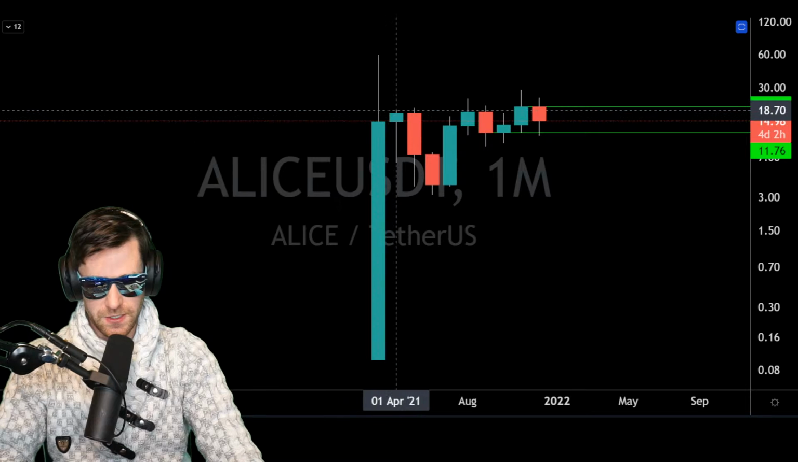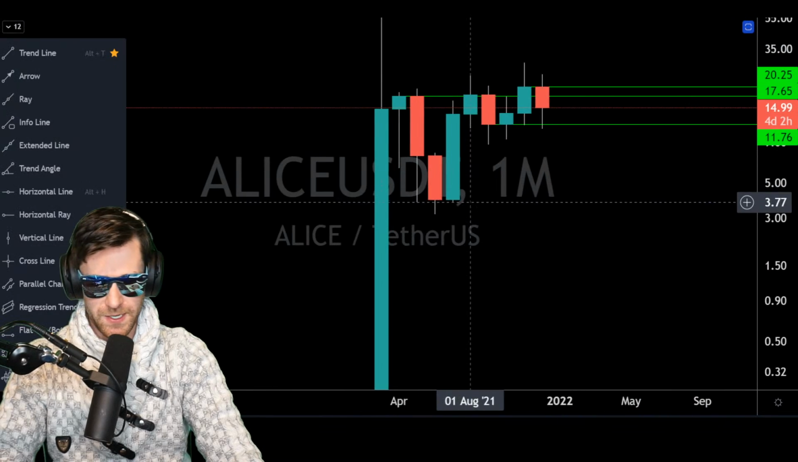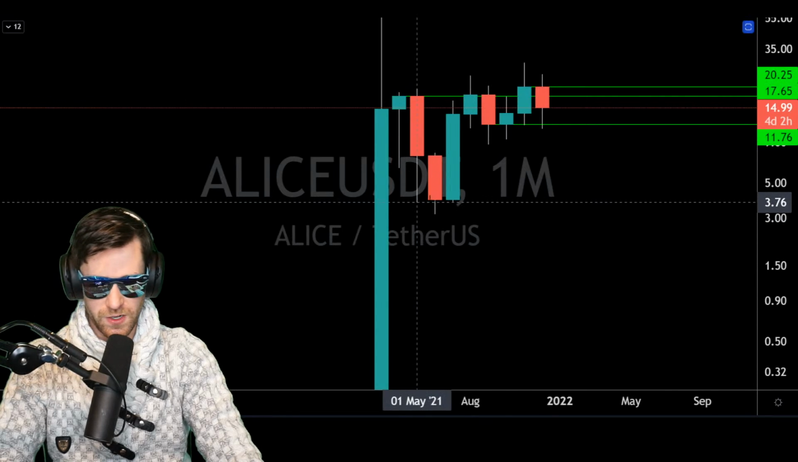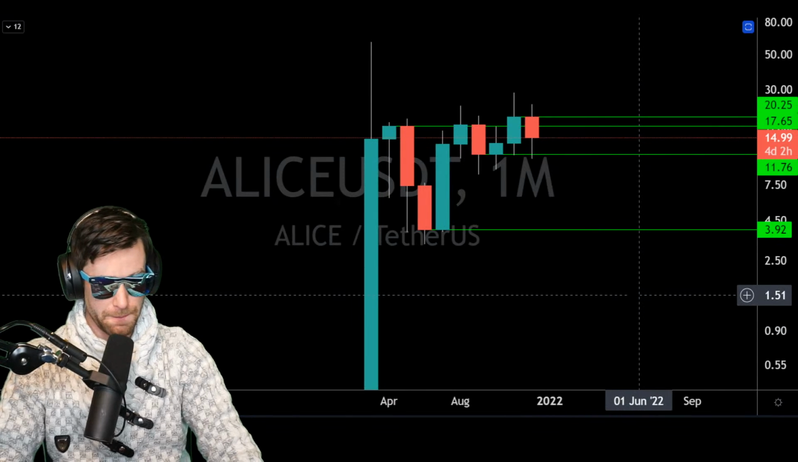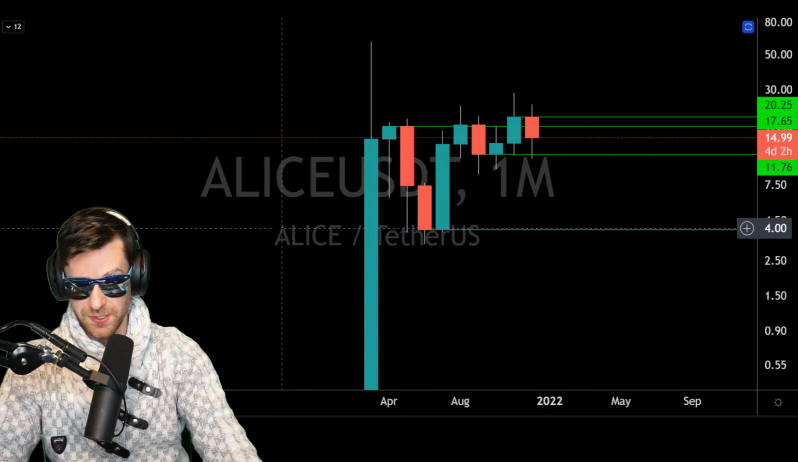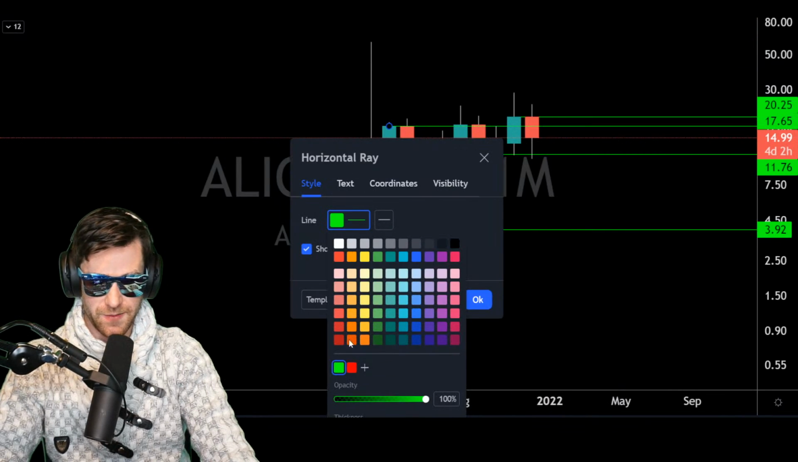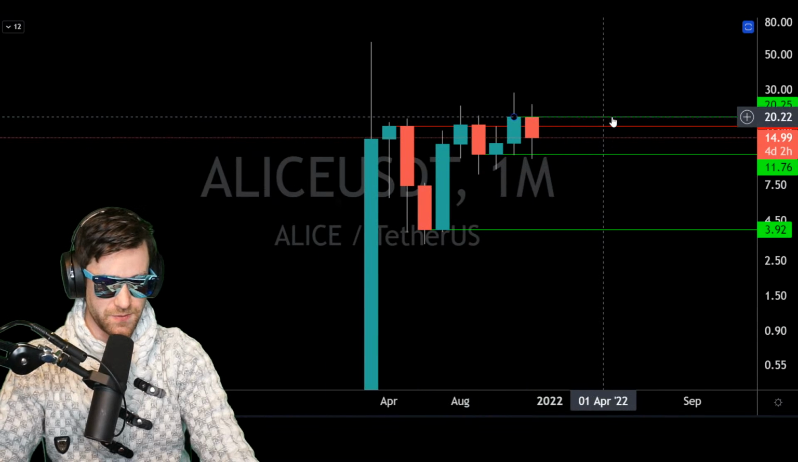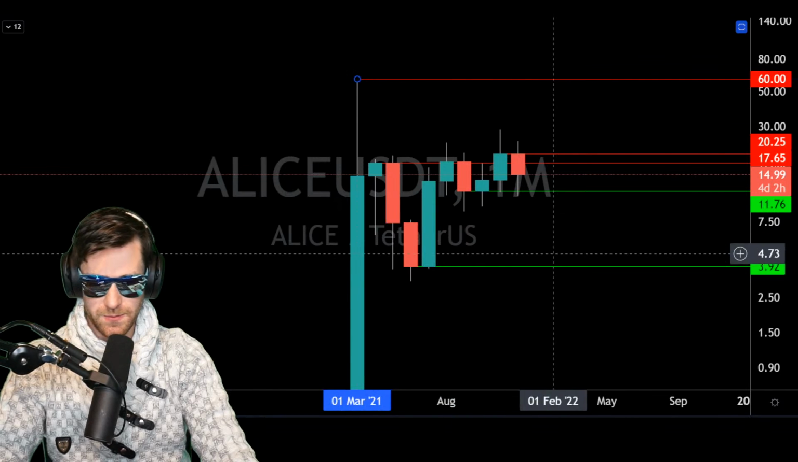Monthly is pretty clear cut. You don't have many levels. This has traded roughly at the same price for the majority of its existence, it seems. You do have support below at 11.76, and unfortunately on the monthly below that, about $4. Resistance does sit rather heavily above us at 17.65 and 20.25. Good number though. All-time high at 60.